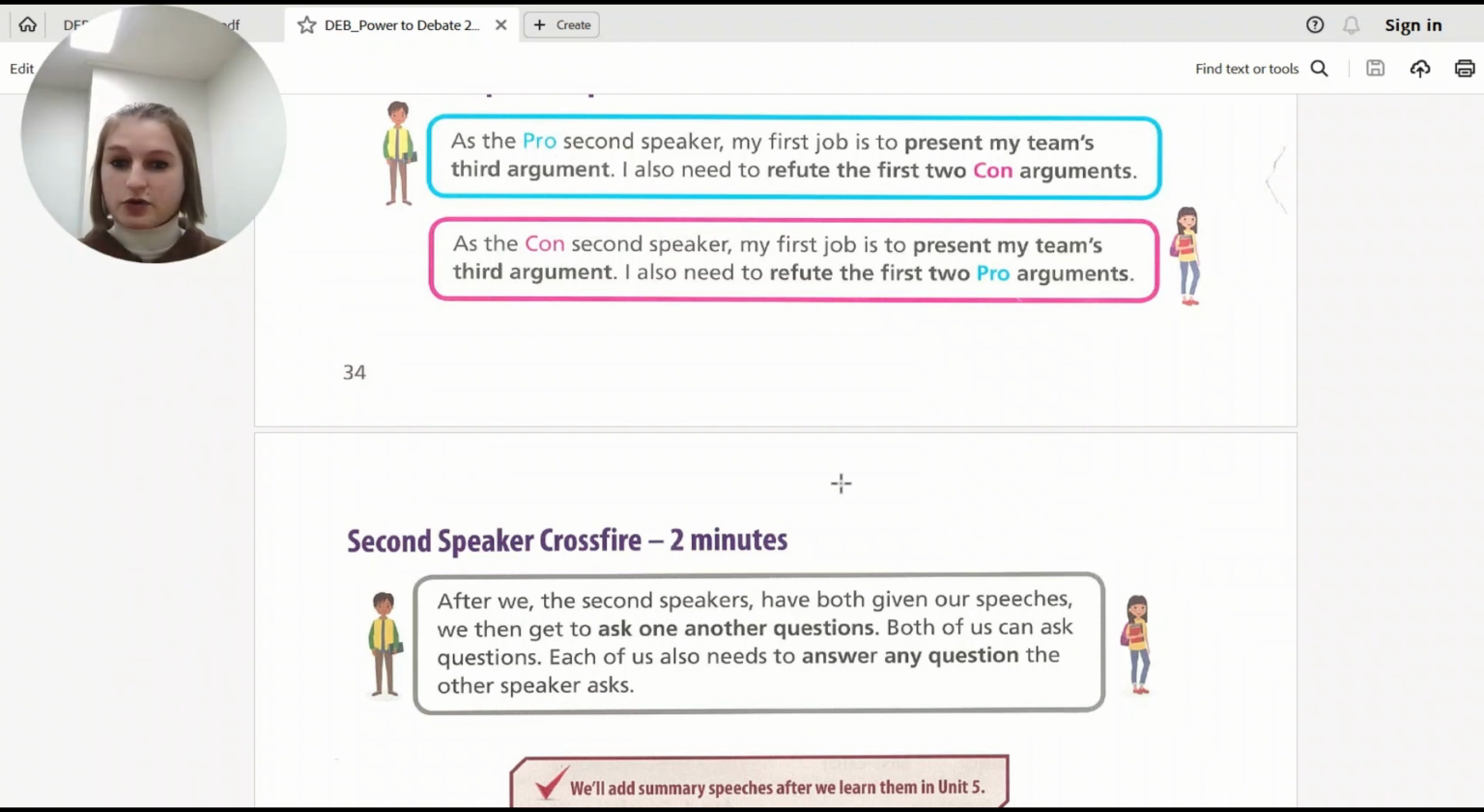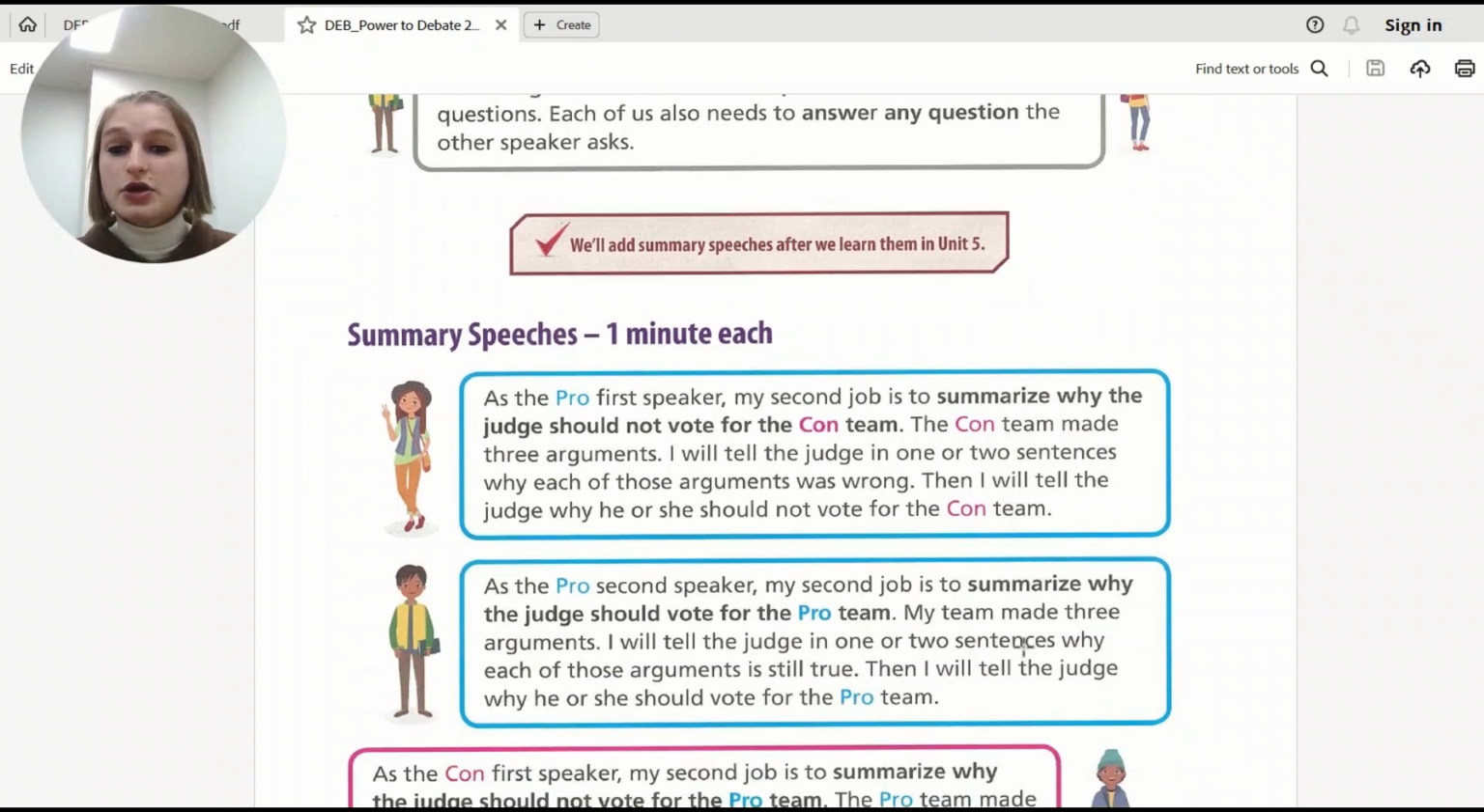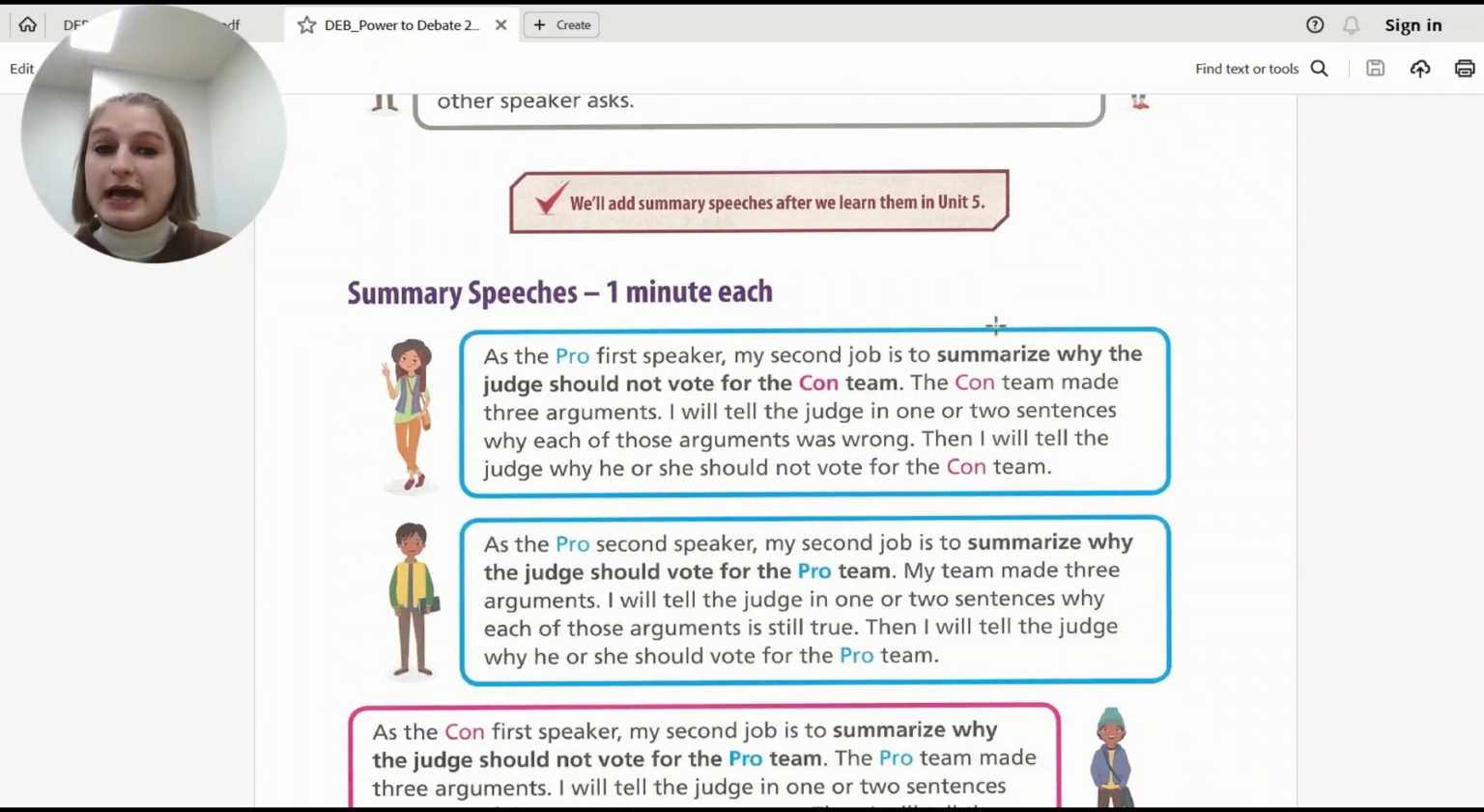They will ask each other questions, 2 minutes max, because there are more people involved and we need to be faster. So again, they will answer questions. What do you think about this? I don't understand this. Can you please explain this? And lastly, we have summary speeches that will not be added until Unit 5. So we're slowly building things together.